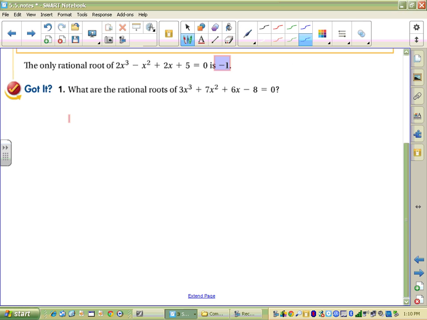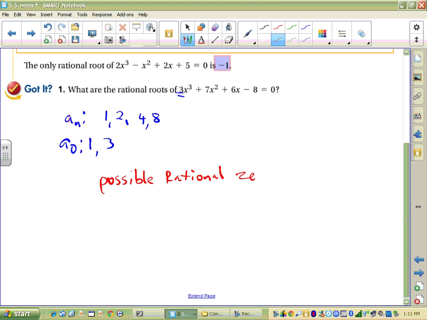A sub n here in this last one is 8. So 8's factors are 1 and 8 and 2 and 4. And a sub 0 is 3. So we've got 1 and 3. So remember what we're going to do for these possible rational zeros. We're going to list the 1, the 2, the 4, and the 8 all divided by 1. So that's going to be plus or minus 1, plus or minus 2, plus or minus 4, plus or minus 8.